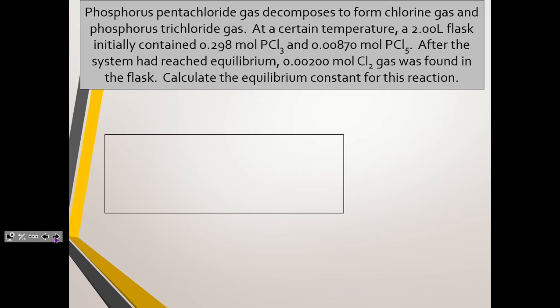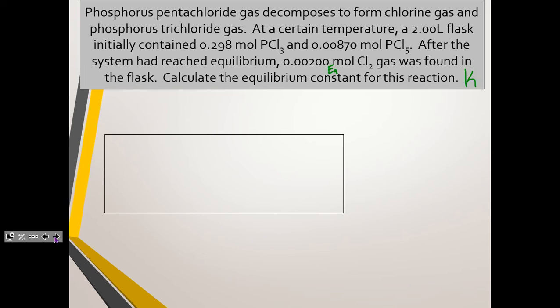Next example, we have phosphorus pentachloride gas decomposes to form chlorine gas and phosphorus trichloride. At a certain temperature, a 2-liter flask initially contained 0.298 mole of PCl3 and 0.00870 moles of PCl5. After the system had reached equilibrium, 0.002 moles was found in the flask. So what we have is an equilibrium concentration. Calculate the equilibrium constant for this reaction. So here we're solving for capital K. In the last problem it was given. In this case, we're solving for it.